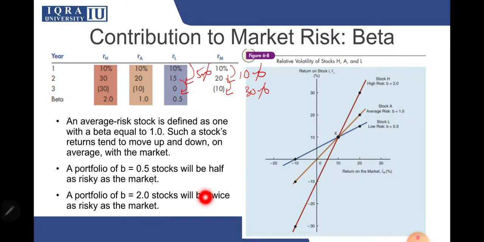So the higher the beta coefficient, the higher the relevant risk measure, and the lower the beta coefficient, the lower the relevant risk measure. Now you can even see that they have drawn a graph over here, and the average risk stock A is represented by the yellow line, right? So it's over here, the yellow one. And the high risk stock, which has a beta of 2, has a very steep line, whereas L, which is the lowest risk stock, has a flat line. So the steeper your line, the higher your beta coefficient, and the more responsive that stock will be to a change in the stock market.